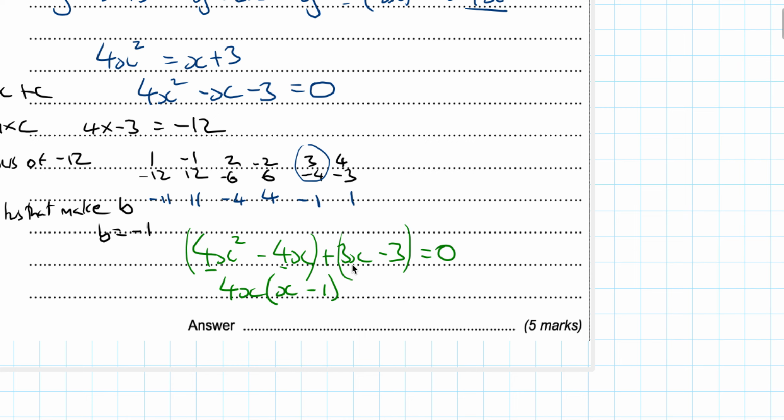And then for our second one we can take out a common factor of 3, so plus 3 times x minus 1. And then the terms in front of the brackets form the first bracket, which is 4x plus 3, and the second bracket is x minus 1. And that gives us our factorized form, 4x plus 3 and x minus 1. Again, you could have solved it using completing the square.